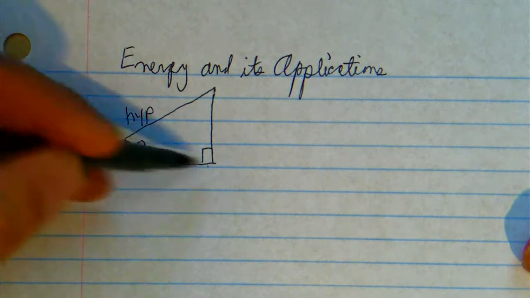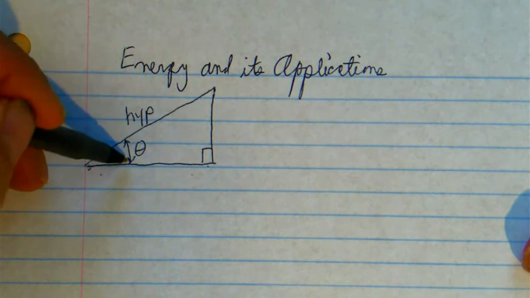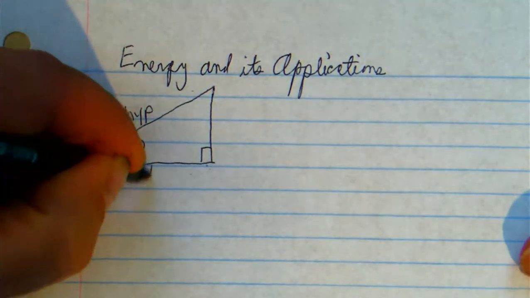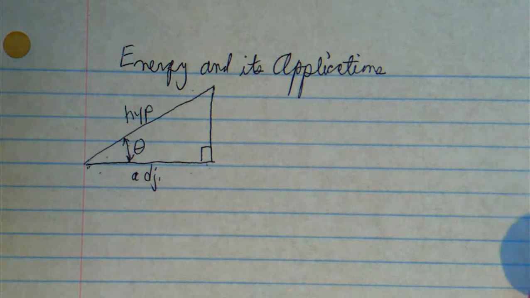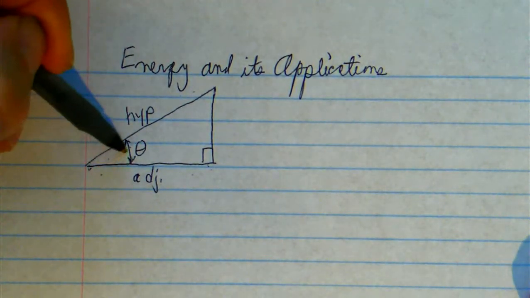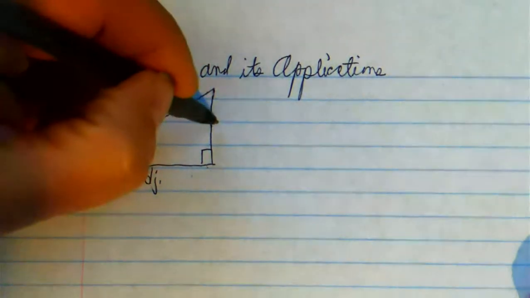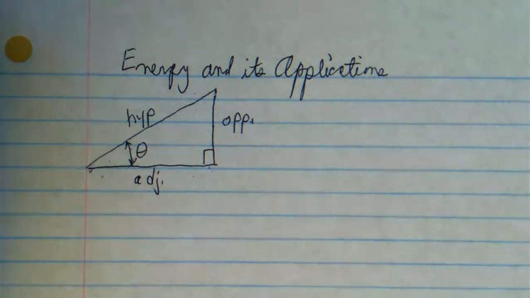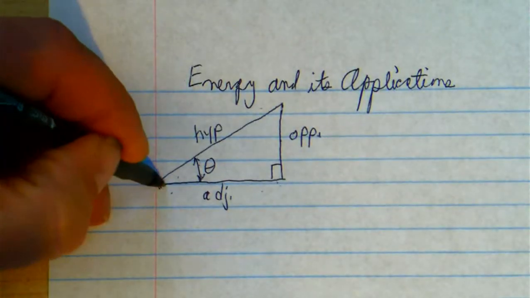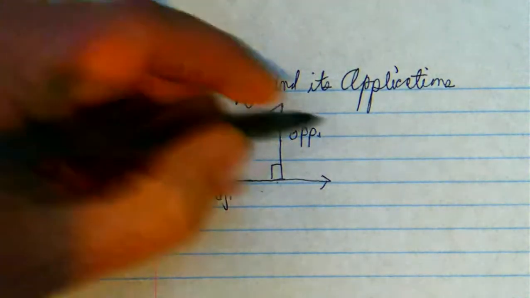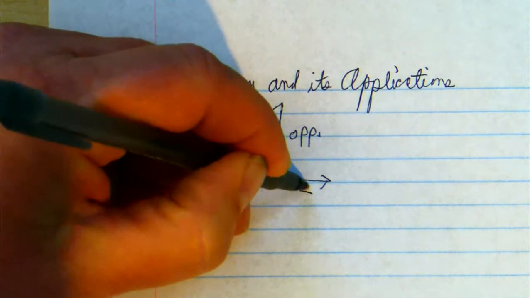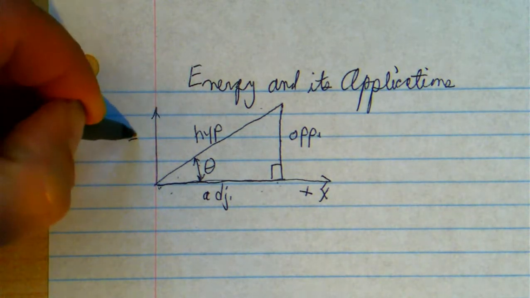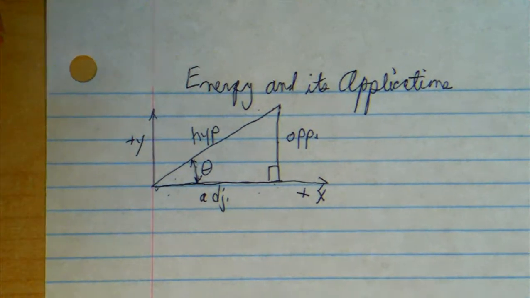The side or leg of this right triangle that is closest to this reference angle, that is not the hypotenuse, is the adjacent side of this right triangle. And of course, going to the opposite side of this right triangle is the leg that is referred to as being the opposite leg. If we set this thing up on a Cartesian coordinate system, the adjacent side is along the positive x-axis. The opposite side is parallel to the positive y-axis.